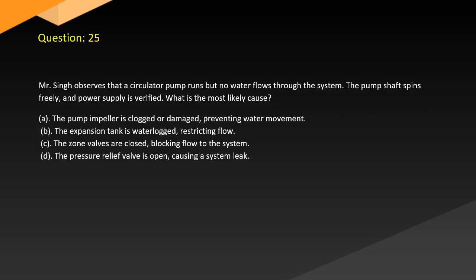Question 25. A technician observes that a circulator pump runs but no water flows through the system. The pump shaft spins freely and power supply is verified. What is the most likely cause? A. The pump impeller is clogged or damaged, preventing water movement. B. The expansion tank is waterlogged, restricting flow. C. The zone valves are closed, blocking flow to the system. D. The pressure relief valve is open, causing a system leak.